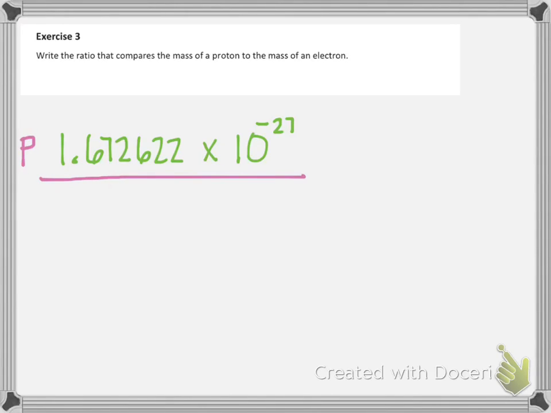Write the ratio that compares the mass of a proton to the mass of an electron. All right, so let me grab that. So there is the mass of a proton, and we're going to compare that to the mass of an electron, and there's the mass of the electron. All right, so there's our ratio. Mass of the proton compared to the mass of an electron. That's exercise 3.